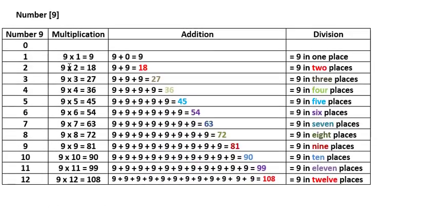We follow the same pattern of conversation. 9 times 1 is 9. That means 9 in one place. 9 times 2 is 18. That means 9 in 2 places. If we come down the aisle, 9 times 9 is 81. That means 9 in 9 places. And 9 times 10 means 9 in 10 places.